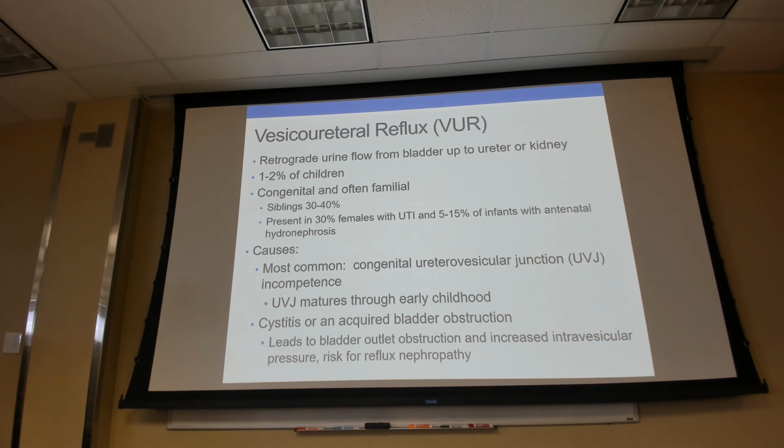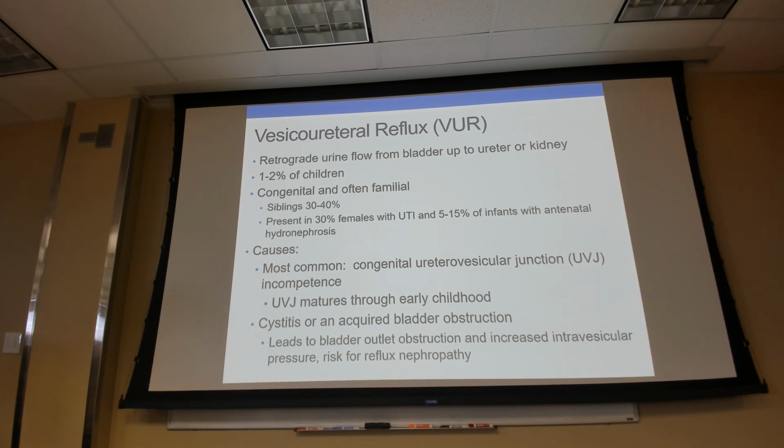VUR is happening when you have vesicoureteral reflux, so it's going in retrograde. It should not be leaving the bladder and going back up. It is in these children. Thing to know about this is that oftentimes if you see hydronephrosis on a prenatal ultrasound, they're slightly higher for having VUR as an infant. So those are the ones to watch specifically.